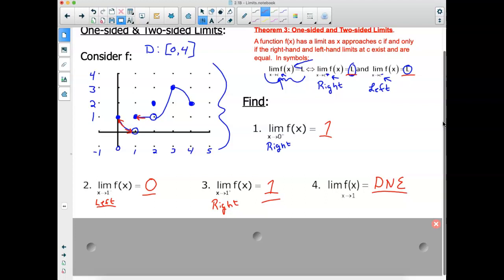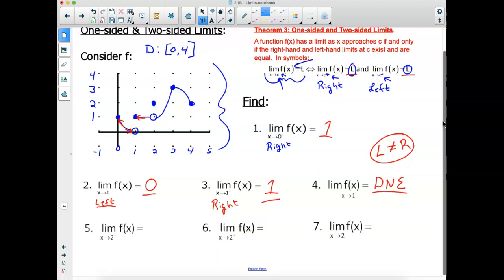Now, typically in calculus, when you say the limit does not exist, you need to state why the limit doesn't exist. And the limit does not exist because the left is unequal to the right. That's why my two-sided limit would not exist, okay? Now I'm going to look down here.